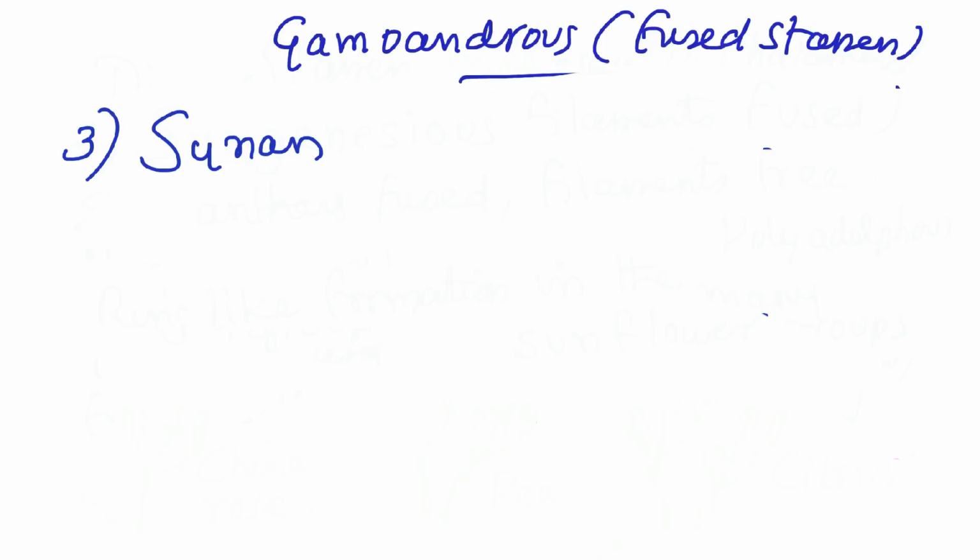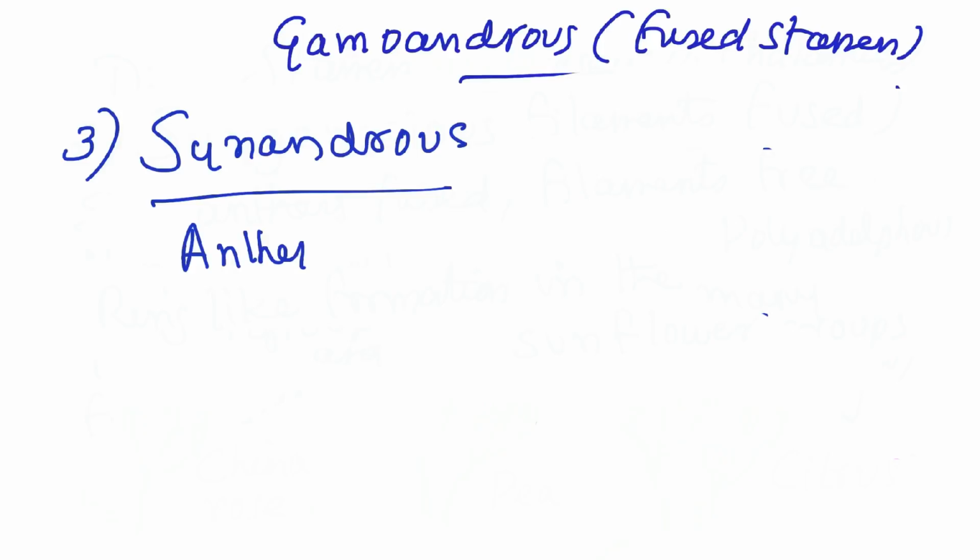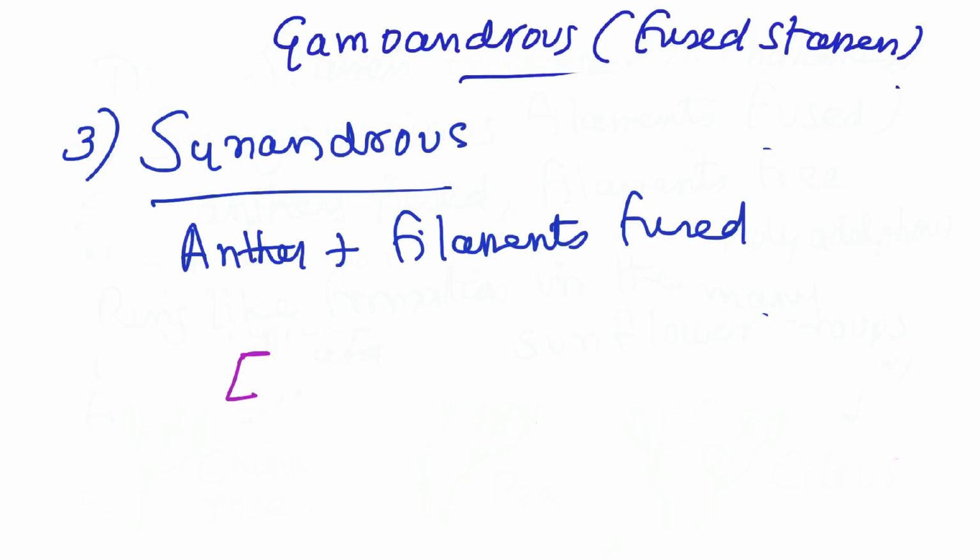Going on to the third important case, Synandrous, and here, interestingly, both the anthers as well as the filaments are fused. So in the first case, the filaments were fused. Second case, anthers were fused. And here, both anthers and filaments are fused. And a very important case from the examination point of view is Cucurbita.